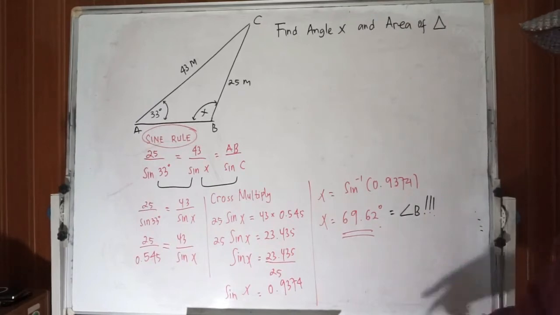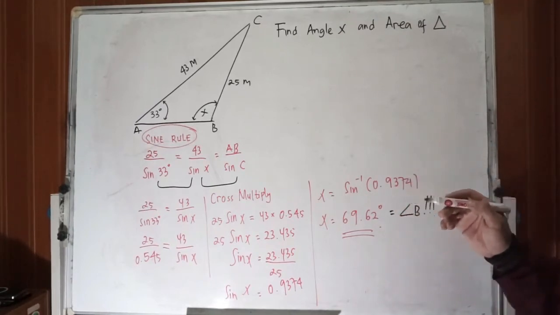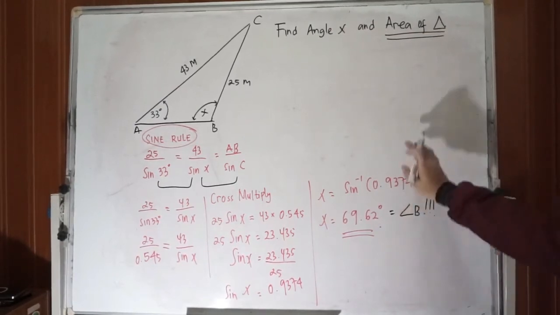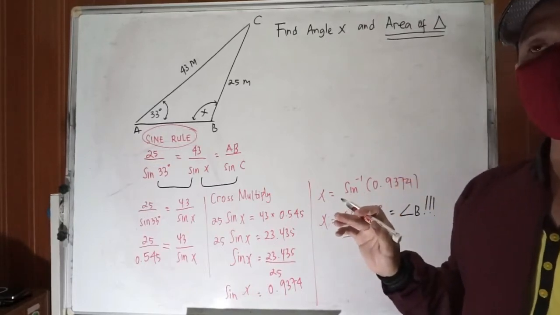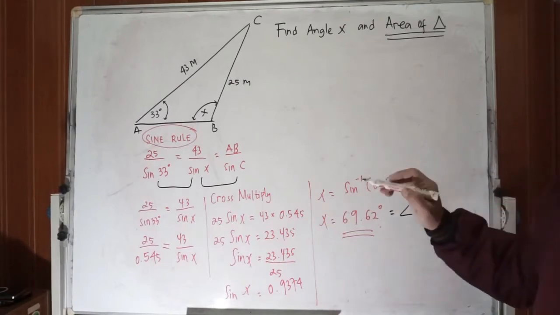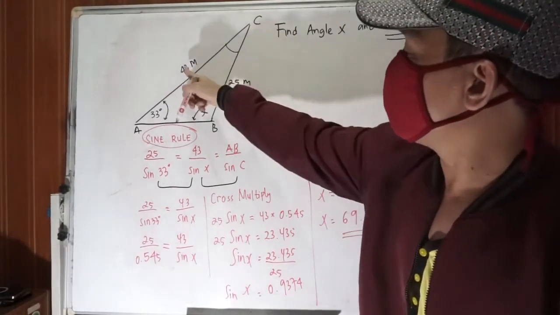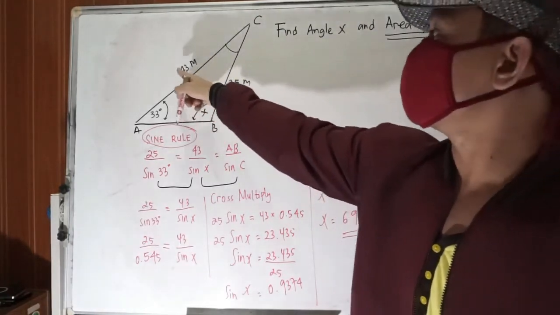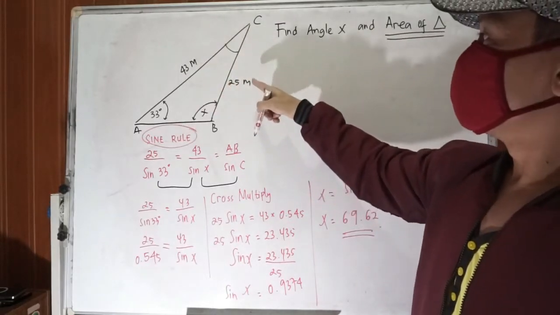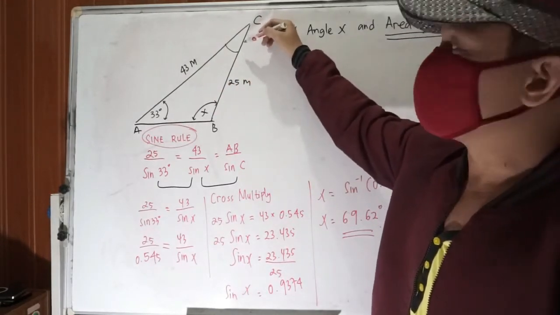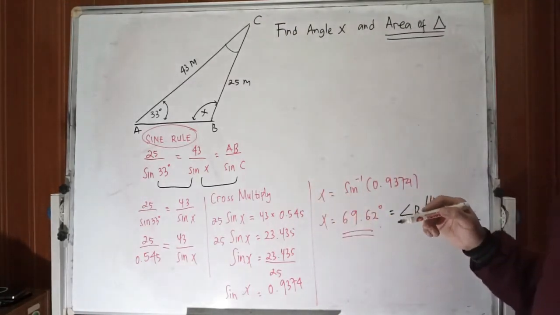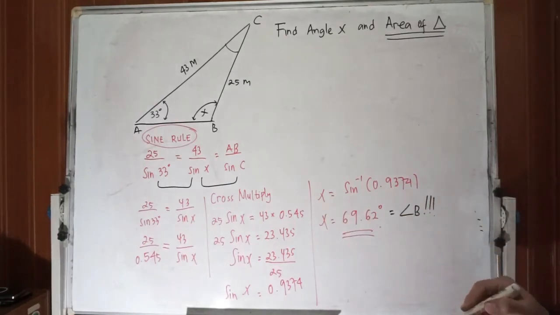So what about angle C? Because the next question is find the area of the triangle, right? By using the sine formula for the area of the triangle, you know the formula, right? There are two sides known. Both sides should cover angle C, right? So that satisfies the requirement of the area formula. So we have to find angle C.